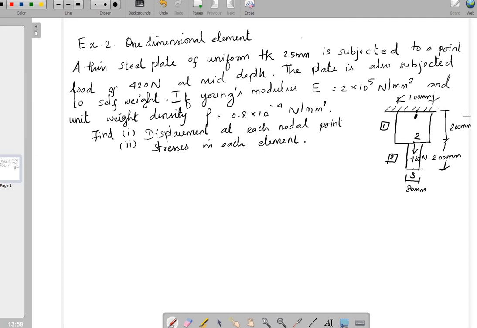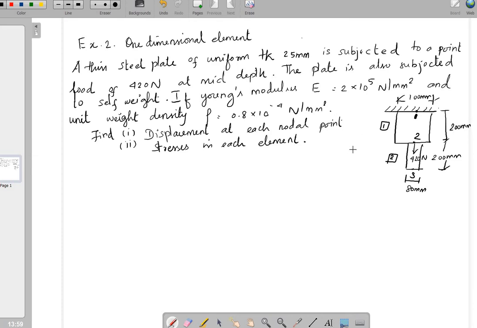The total depth is, here we can say the total length of the element, because in the direction of the force we can call it a length, because this element is having another two dimensions. One is the top width of the first element is 100 mm, the thickness is 25 mm, so we can read as the length of the first element. So the midpoint 420 Newton is applied. So we have marked the nodal points as well as the element number.